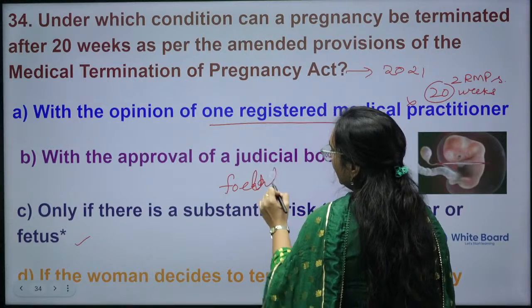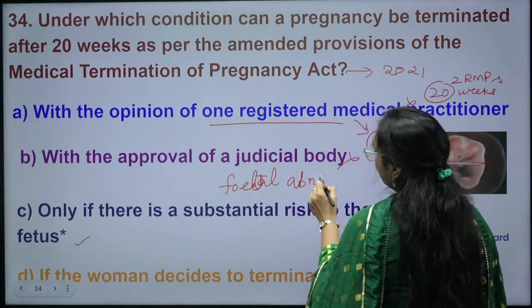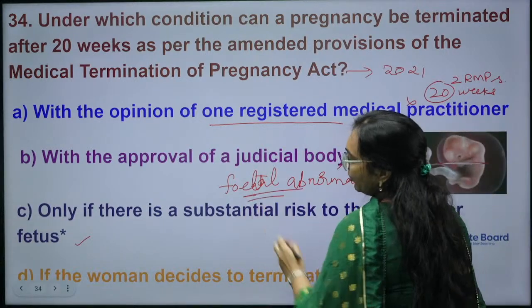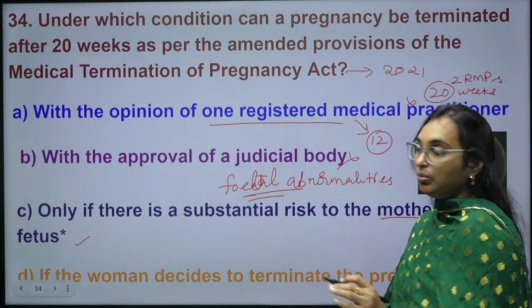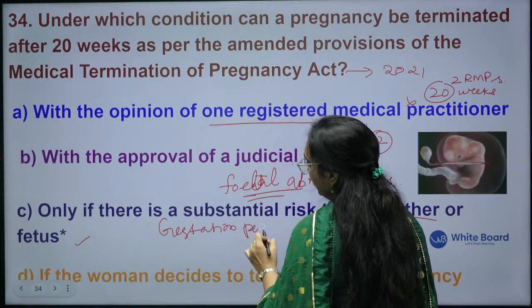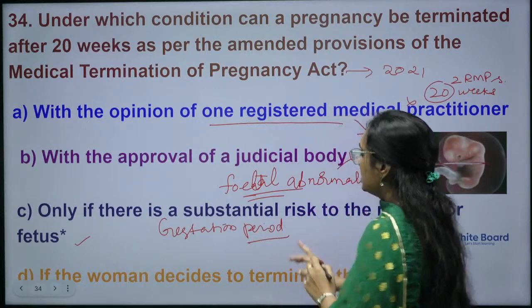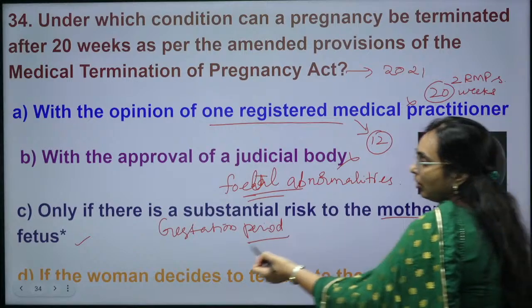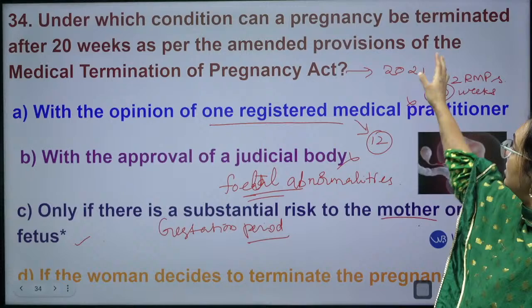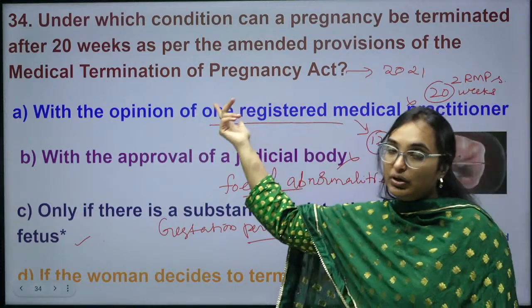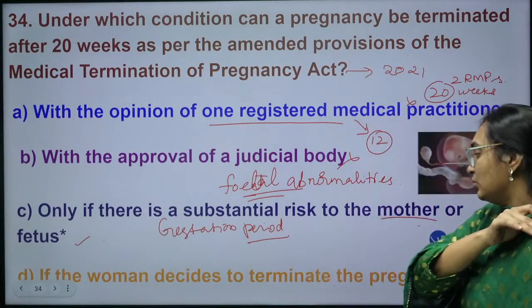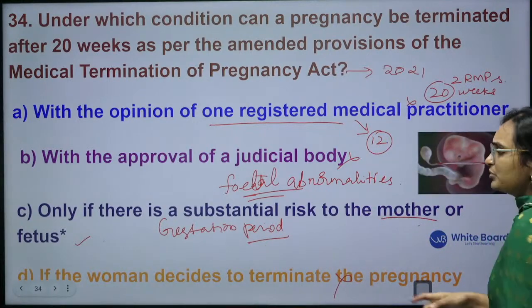But if there are fetal abnormalities, there is no time limit for the gestation period. So only if there is a substantial risk to the mother or fetus, then termination can be done. So under which conditions can a pregnancy be terminated after 20 weeks? When there are fetal abnormalities and risk to the mother and the fetus. So this is not the option. Answer is C.